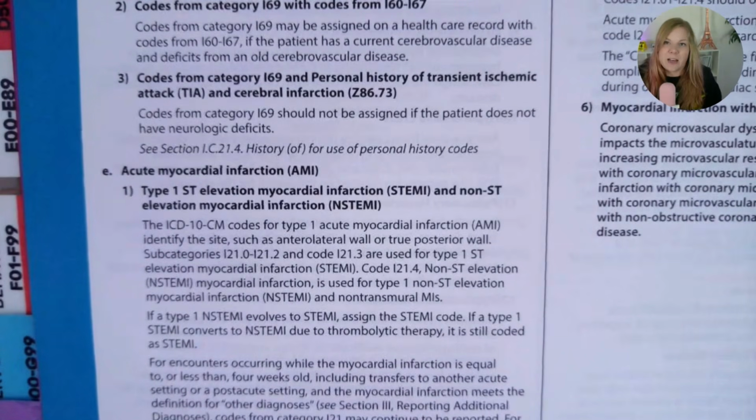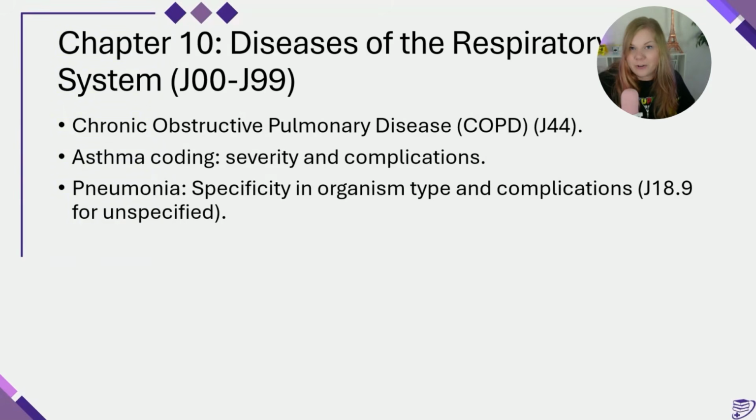Chapter 10 covers diseases of the respiratory system. COPD is a big focus here. That's coded under our J44, but pay attention to if the patient has asthma or an acute exacerbation of their asthma. Asthma is a big key area.